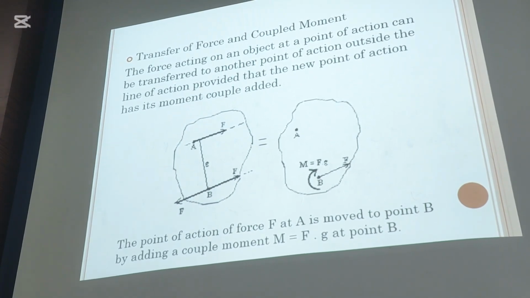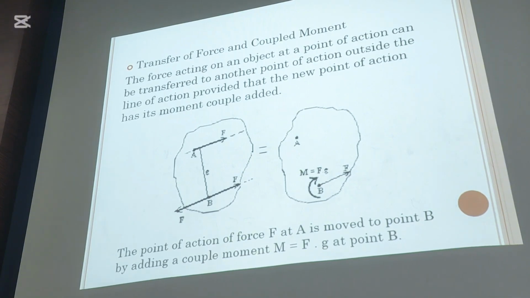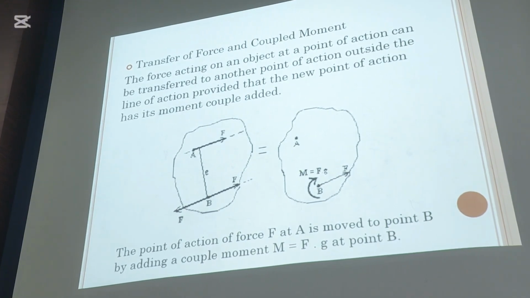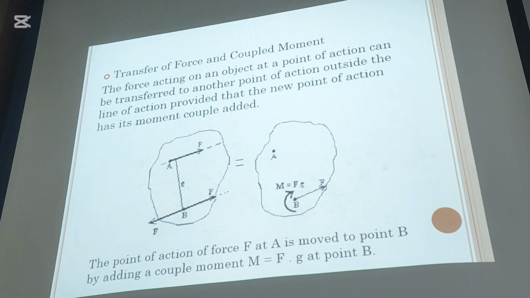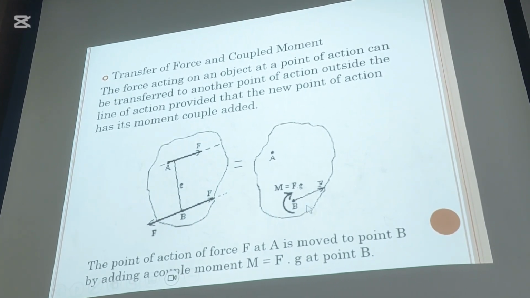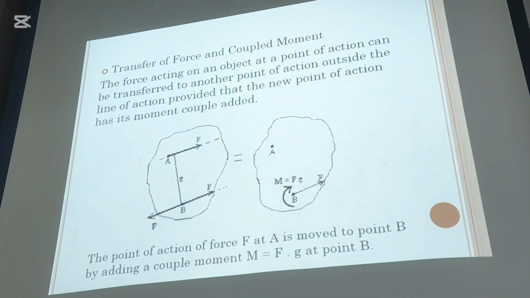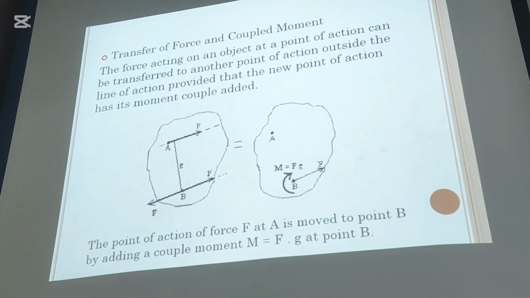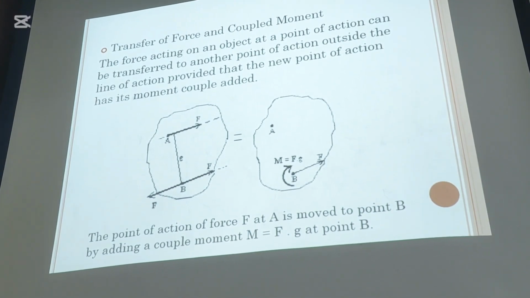There. The point of action, I'm going to read the bottom parts from the section. The point of action of force F at A is moved to point B by adding a couple moment M equal to F times d at point B. There is a moment, an additional moment.